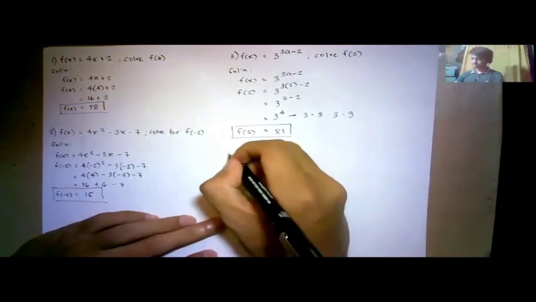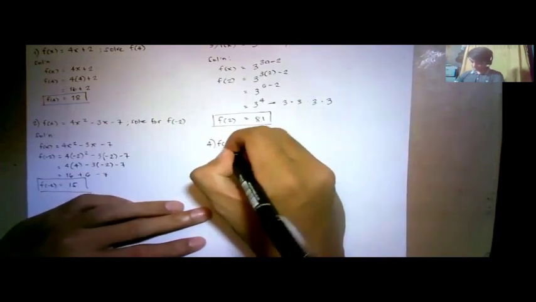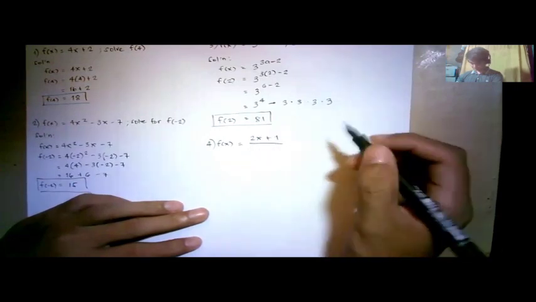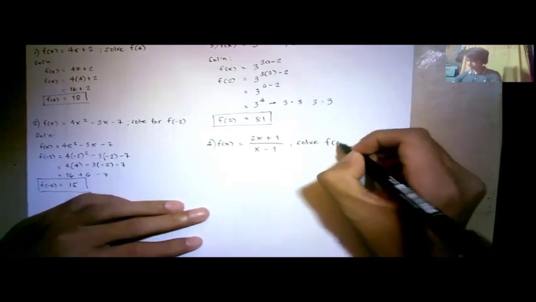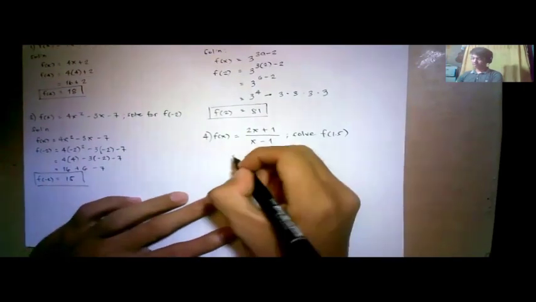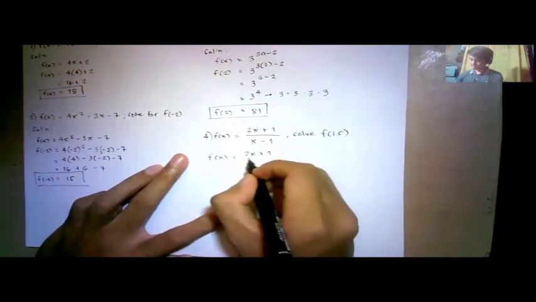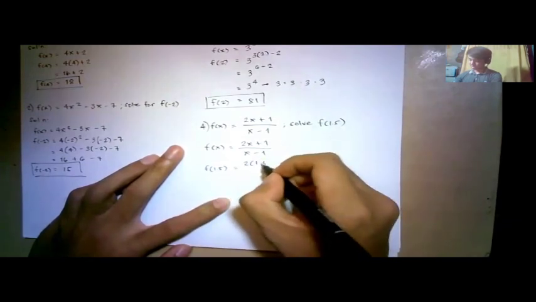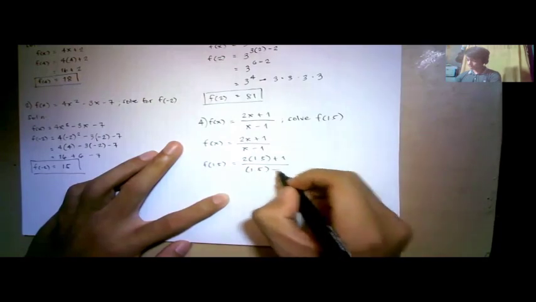Okay, so example number 4. We have f of x equal to 2x plus 1 all over x minus 1. Then we need to solve for f of 1.5. The same process, copy first the given: f of x is equal to 2x plus 1 all over x minus 1. And then substitute the value of 1.5 for every variable x. So 2 times 1.5 plus 1 all over 1.5 minus 1.